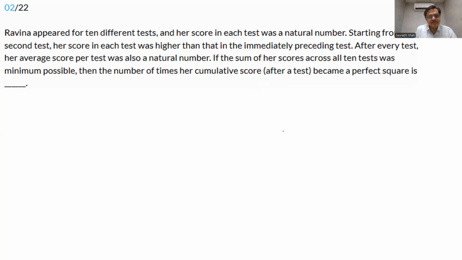A wonderful question here. All right, understand the question. Pause here if you want to. So let's begin with the first test. The minimum marks that Ravina can score in the first test is 1.